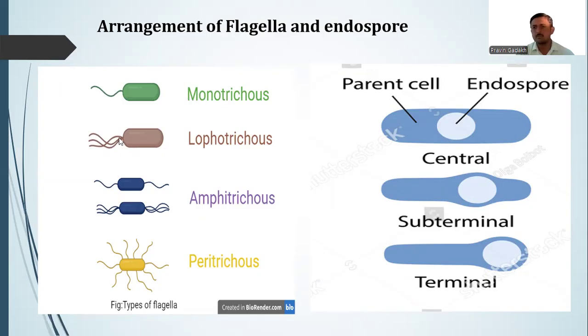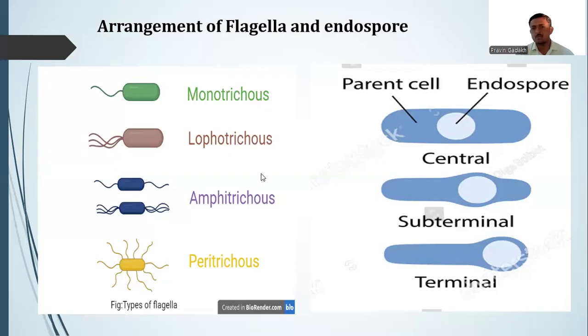If we find more than one flagellum at one end of the bacterial cell, we call it the lophotrichous flagella. Apart from that, if we find single or multiple flagella present on both ends of the bacterial cell, we call it the amphitrichous arrangement of flagella. If we find multiple flagella present around the cell, we call it the peritrichous type of flagella. So with respect to the arrangement of flagella, we can differentiate bacteria into different groups.